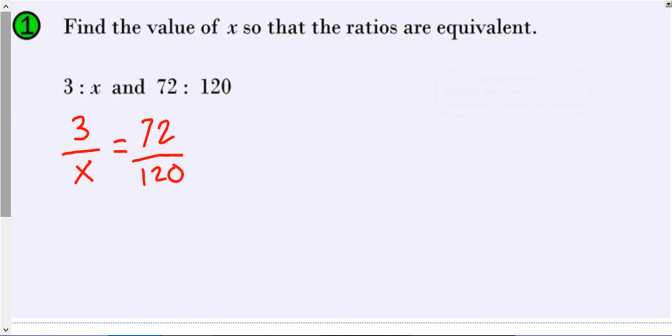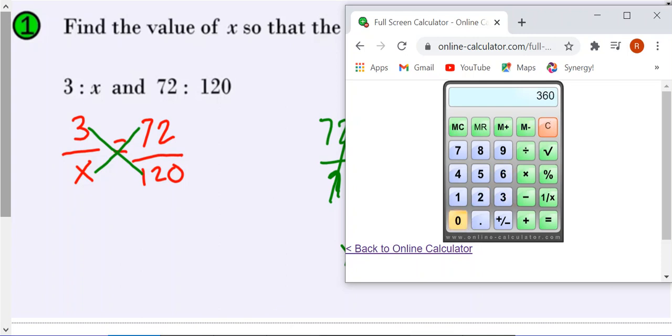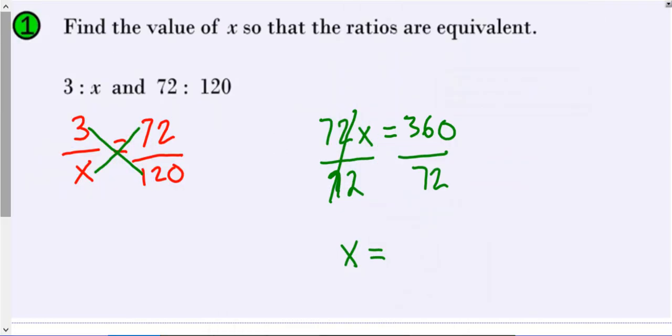So now we've set up our proportion, and now we can solve. So we're going to cross multiply. So x times 72 will be 72x, and then 3 times 120 will be 360. Now we have our equation, and we can solve. So we're going to divide by 72. These will cancel out. We'll be left with x equals 360 divided by 72. So 360 divided by 72 is 5, so x will equal 5. Alright, make sure you have this example written down in your notes before you move on.